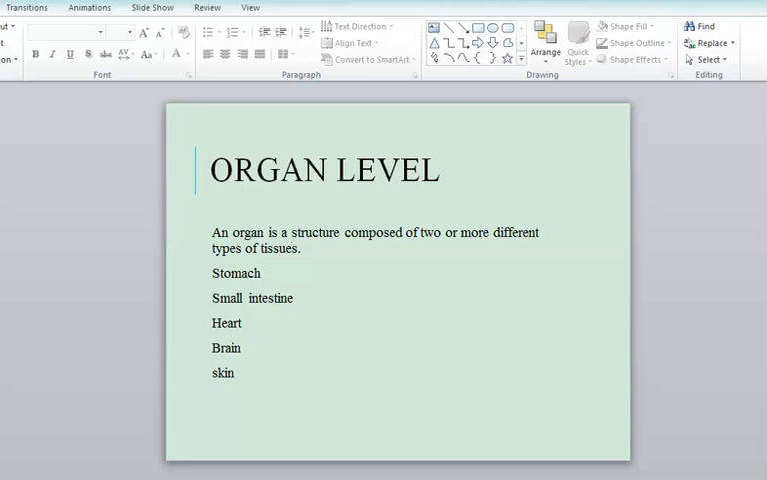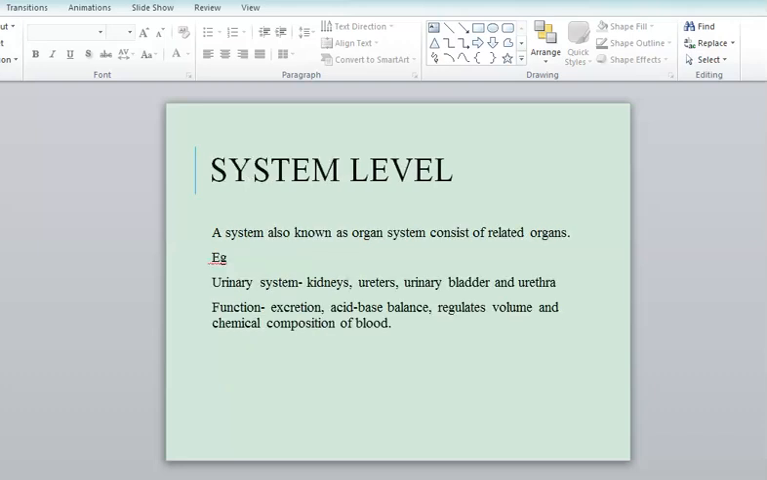Then next is, when two or three related organs combine together to perform a function, they give rise to the system level of organization. So a system is also known as an organ system. They consist of related organs. For example, we take the respiratory system. The organs involved in the respiratory system are the nose, pharynx, larynx, trachea, bronchi, and lungs.